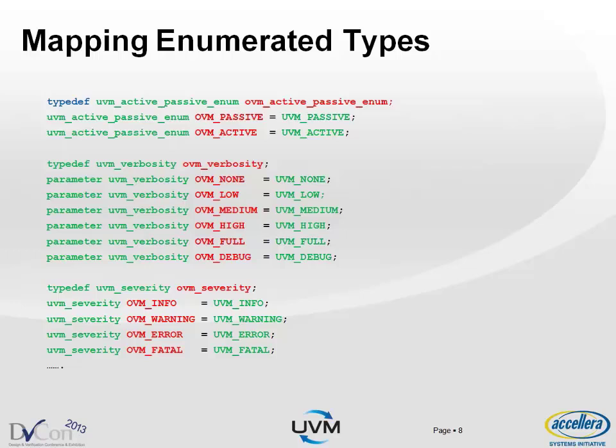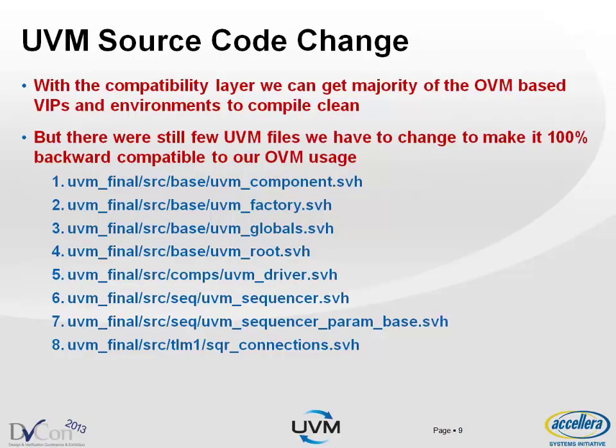So far we had to deal with macros, base classes, and enumerated types. With those changes, with this compatibility layer at least, we can get the majority of the base OVM VIPs and environment to compile clean. But there were still a few UVM files that we had to change to make it 100% backward compatible to our usage model. Some of them were required because of compatibility issues, or some of the deprecated API that used to exist but doesn't exist anymore.